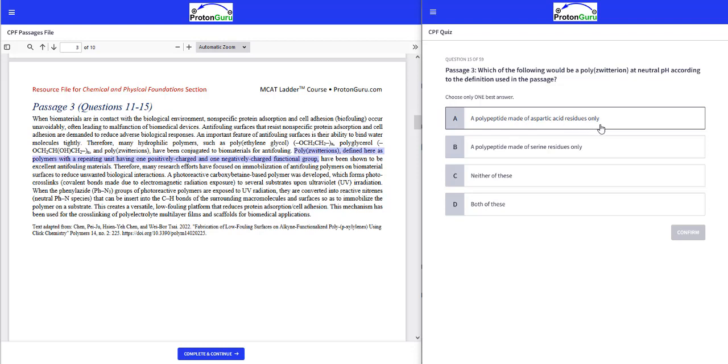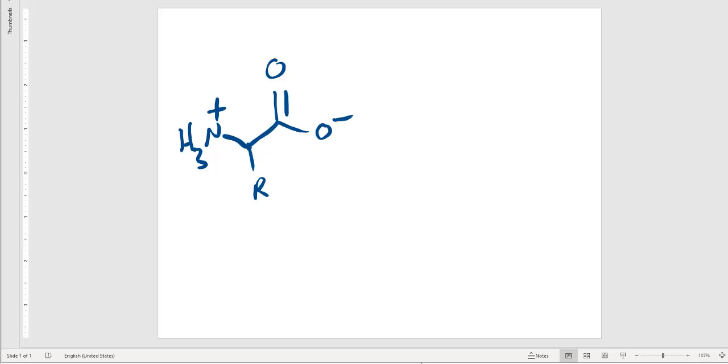And we have 2 choices, and then neither of these, both of these type answer selection. A polypeptide made of aspartic acid residues only. A polypeptide made of serine residues only. And this is really them sort of trying to trick us, because aspartic acid and serine are both amino acids. Let's go over to our whiteboard. So we're looking for a polyzwitterion, and it's tempting to use an amino acid because the amino acid has a zwitterionic form like this. But remember, they're really asking us about a polypeptide.